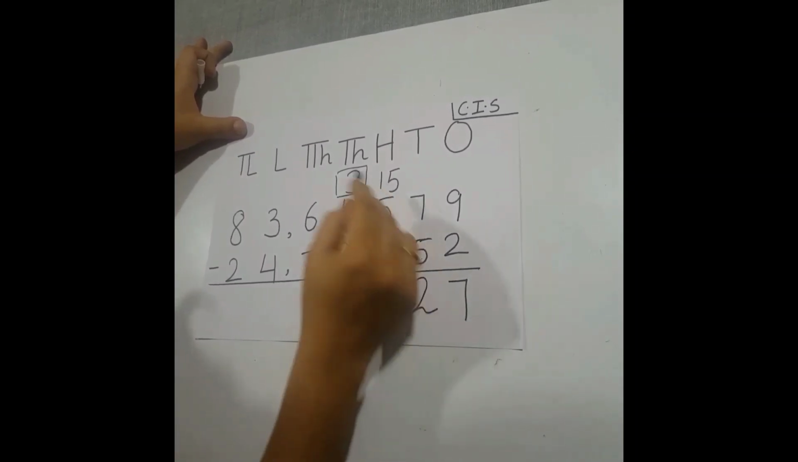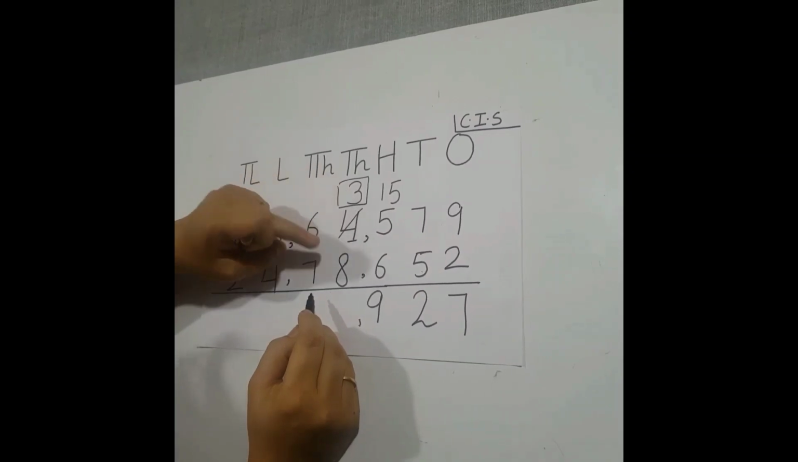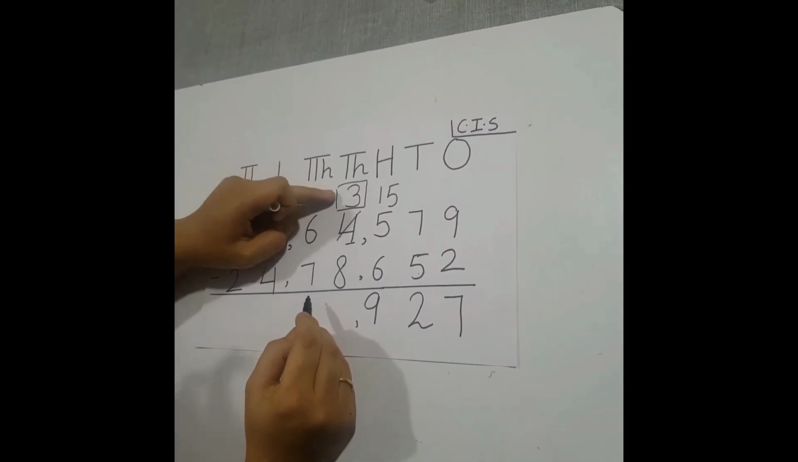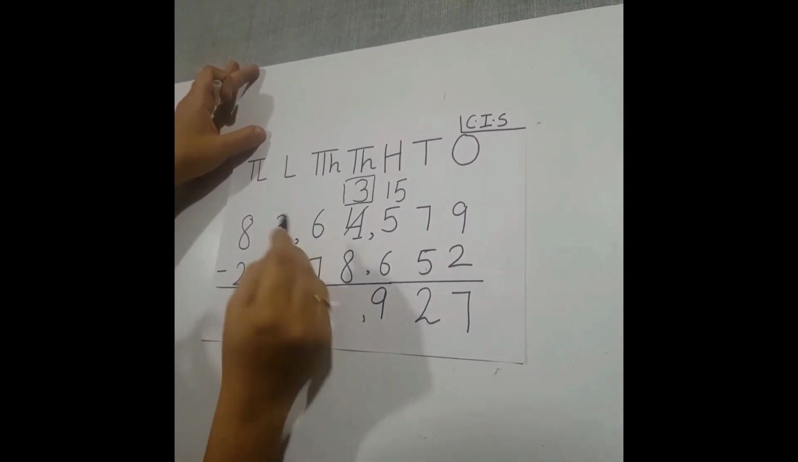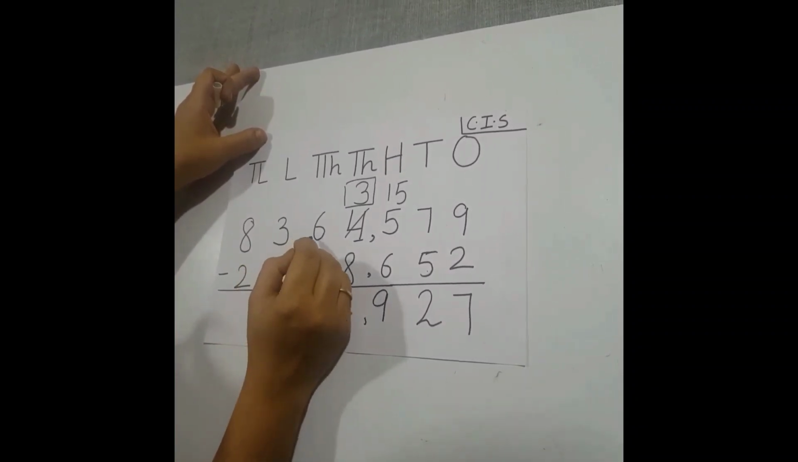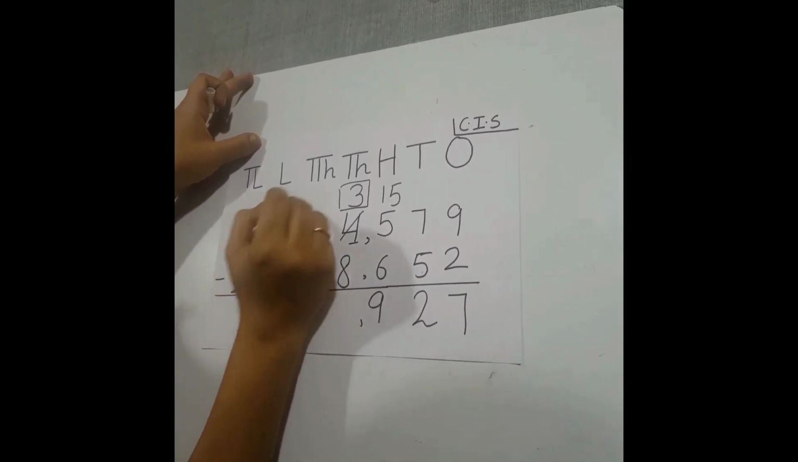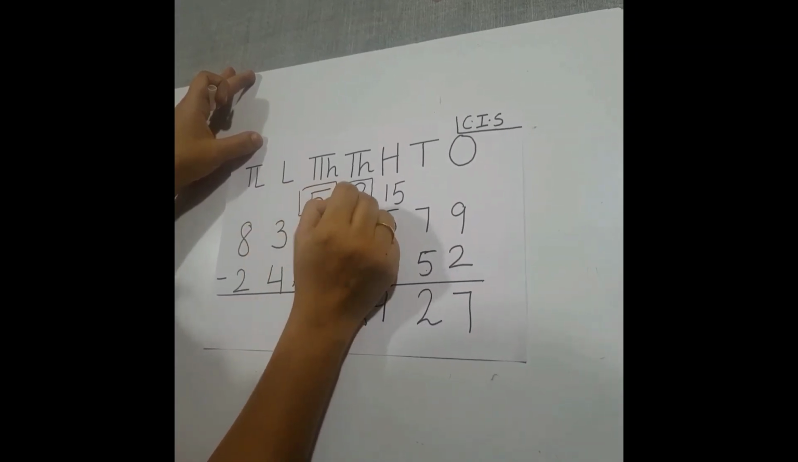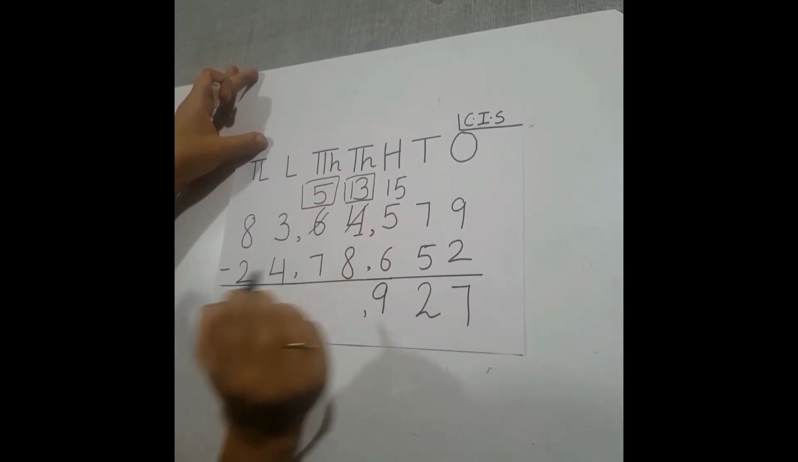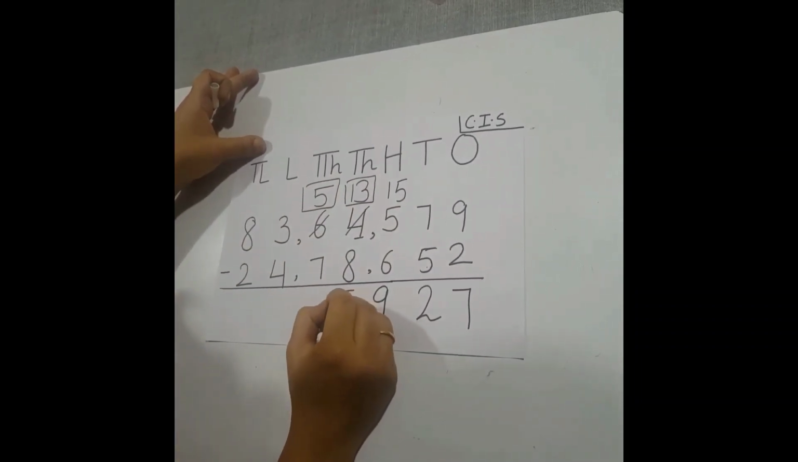Now we'll come to the next place value, that is at 1000. Now from 3 we cannot subtract 8 because 3 is smaller than 8. So what we will do here, we will borrow from the next place value, that is from 6. So 6 will be reduced by one digit, that is 6 will become 5, and this 3 will become 13. So from 13 we can easily subtract 8. So 13 minus 8 is 5.